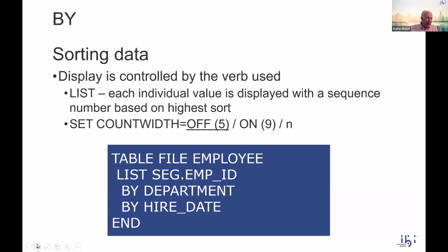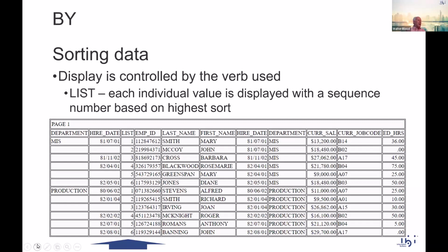Now, if I actually have multiple sorts, notice that my list is moved inside of all of the sorts, but it's still counting only at the highest level. That's the way list works. It counts at the major sort breaks.